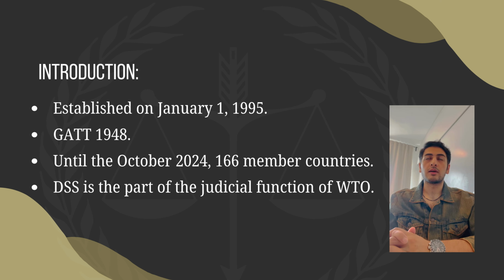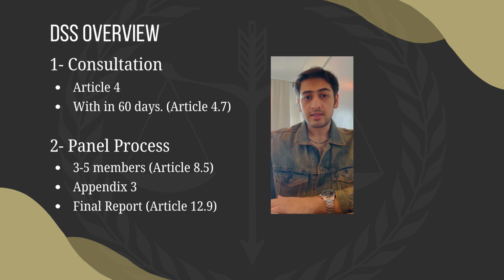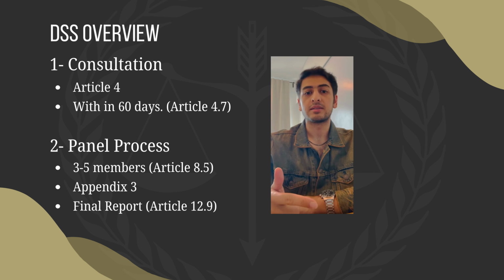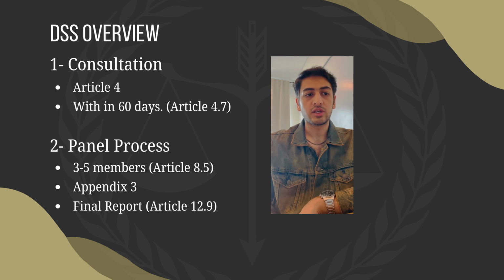First, I will provide an overview of the DSS. DSS comprises four stages: consultation, panel process, appeal, and implementation. Consultation or negotiation is the recommended method of dispute resolution. The DSU's Article 4 provides the general guidelines and processes for conducting consultation. If a dispute cannot be resolved through talks within 60 days, the complainant might request a panel.